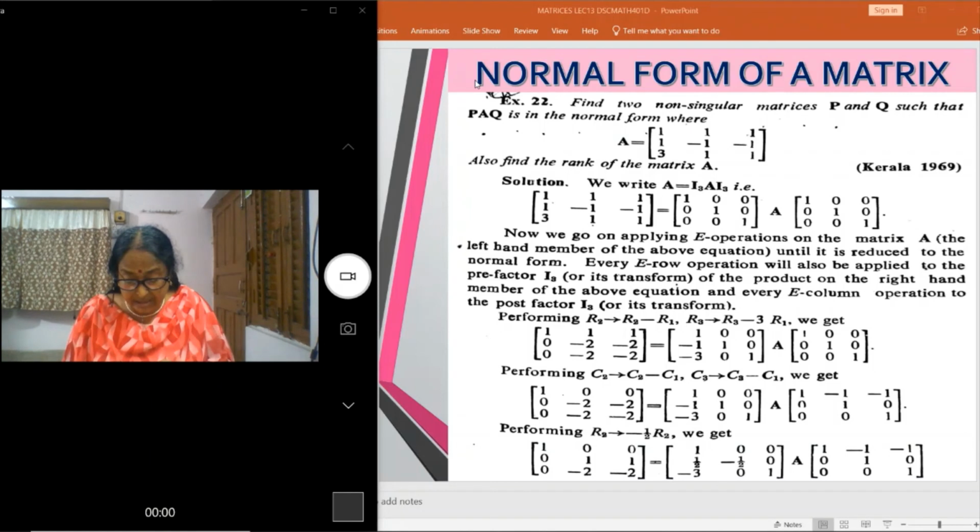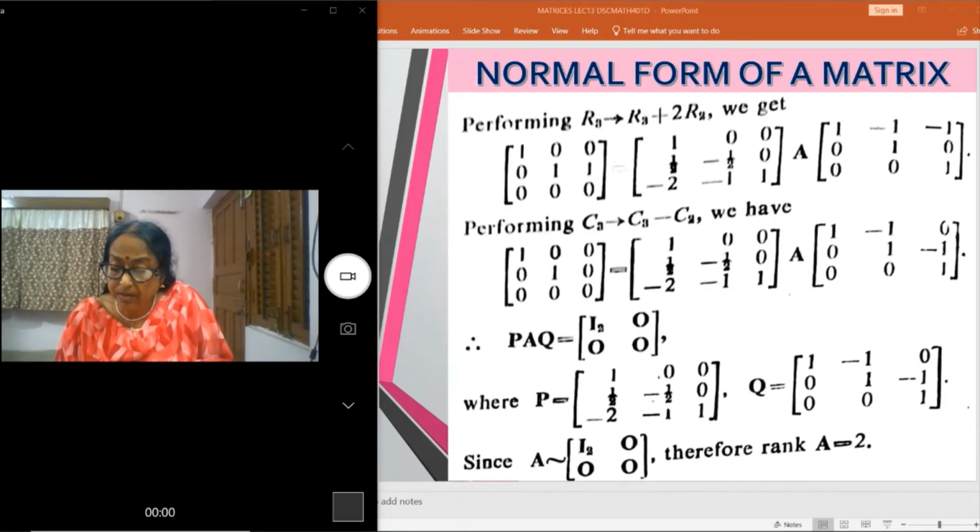Now on the left hand side we get 2, minus 2, 2, 2. So I exchange R2 to half R2. Here also R2 before A on the right hand side we have to give the same. And R3 is equal to R3 minus 2R2 here. So after that the left hand side becomes the unit matrix of order 2.